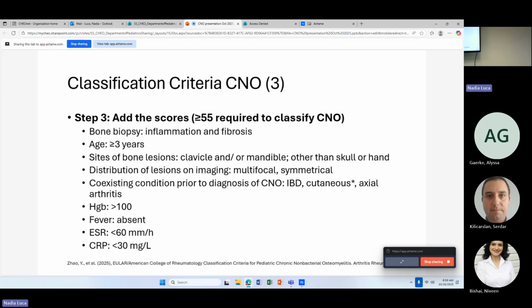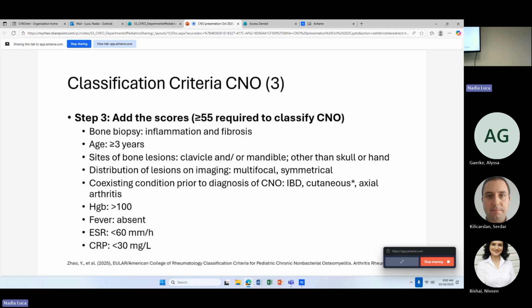And then distribution of lesions on imaging. So I take that with a little bit of salt: in an ideal textbook world, it's multifocal and symmetrical, but in the real world, I don't find that it often is. But if it is, it's helpful. And then there are these associated conditions that we tend to see. So a higher index of suspicion in patients with IBD. I'll show you the cutaneous manifestations, and then there's an overlap with axial arthritis. So patients who have spondyloarthropathy can also have CNO.